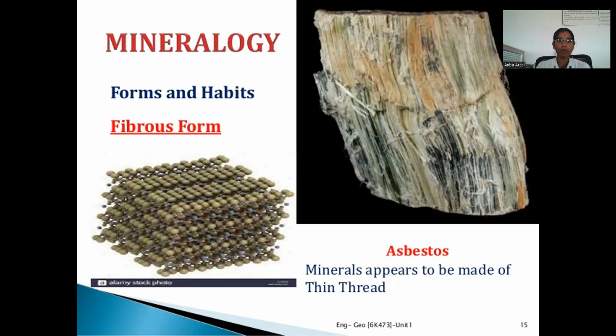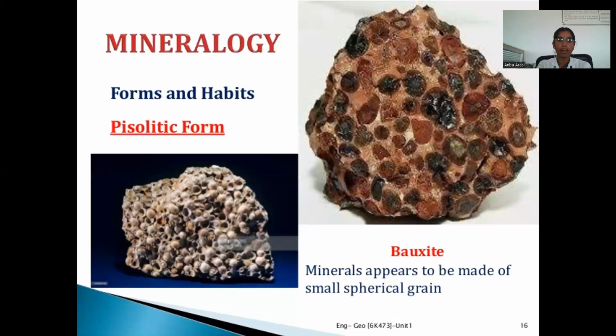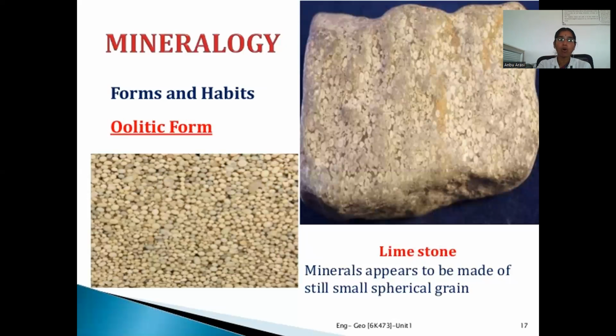Next, fibrous form. Minerals appear to be made up of thin threads. You are looking, see here, the mineral forms like thin threads. For example, asbestos. Asbestos is the example of fibrous form, and bauxite is the example of pisolitic form. Here the mineral appears to be made up of small speckled grains. Oolitic form, for example limestone. That is, the mineral appears to be made up of still smaller speckled grains.